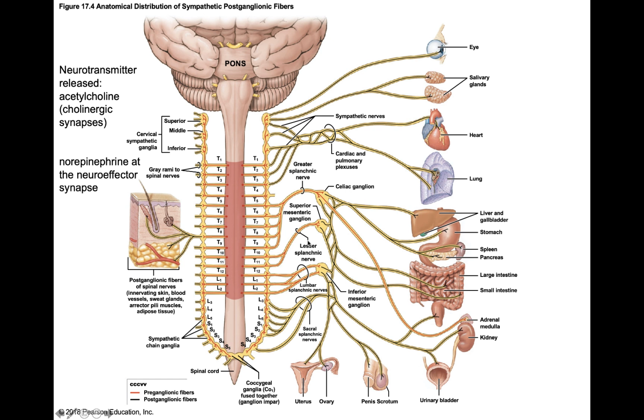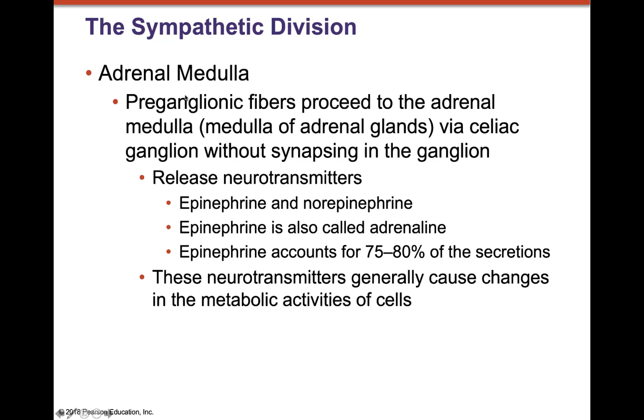And then we have one modified one, which was the adrenal medulla. So let's look at the neurotransmitter for adrenal medulla. For preganglion fiber, it's going to go to adrenal medulla, and it's going to go through the celiac ganglion without synapsing into the sympathetic chain ganglion. It's going to release the neurotransmitters epinephrine and norepinephrine.